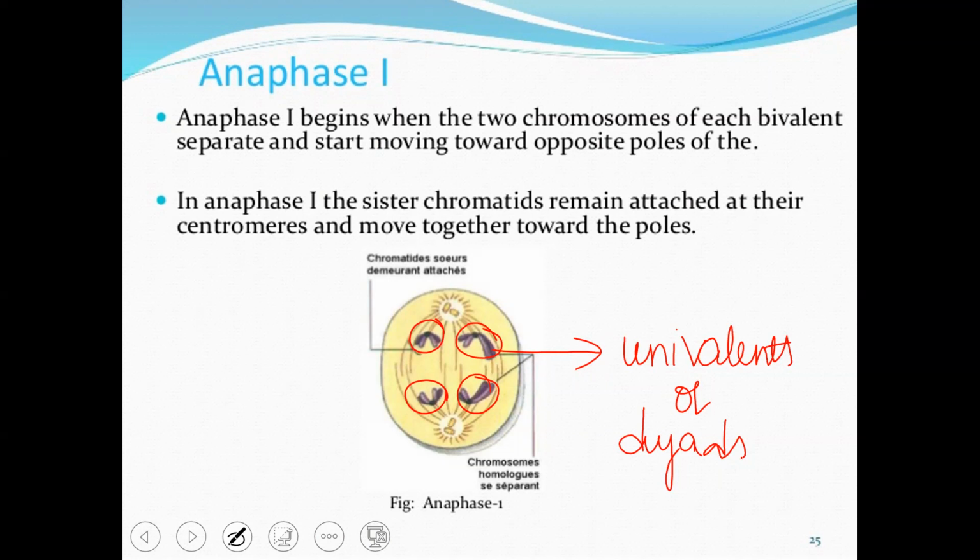And the disjunction which is caused at anaphase 1 is because of the independent assortment of the parental, that is the maternal and the paternal chromosomes, right? So this is a stage where they are moved towards the opposite pole. The sister chromatids remain attached at their centromeres and move towards the opposite poles. So this is the major event which takes place during anaphase 1.